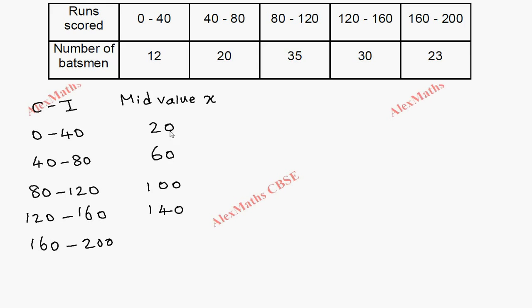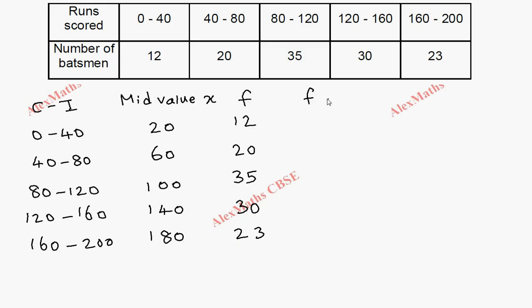It means from the first value, if we keep adding 40, we get the next value. If we add 40, we get the next value, then 40. And by adding 40 to 140, we get 180. Now we have to write the corresponding frequencies, which is 12, 20, 35, 30 and 23.